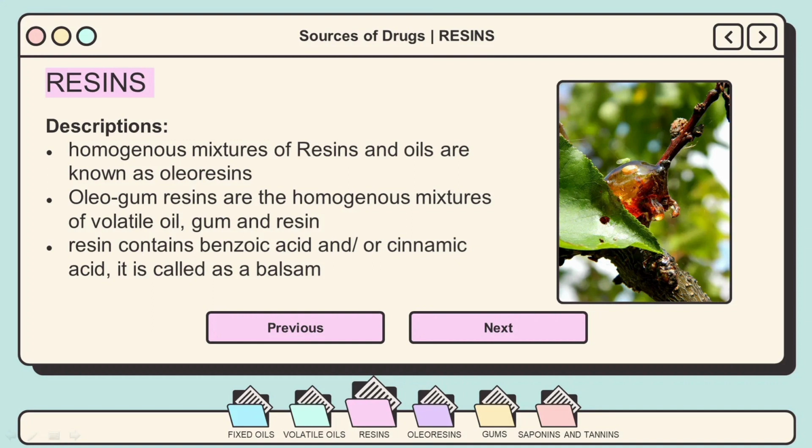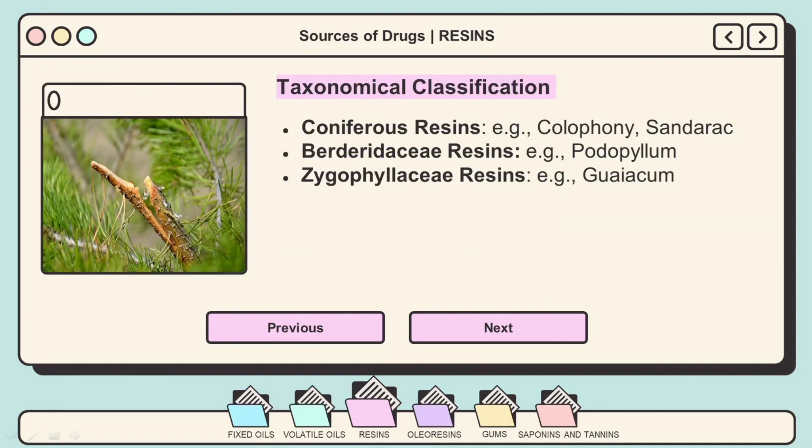Oleogum resins are the homogeneous mixtures of volatile oil, gum, and resin. If the resin contains benzoic acid and/or cinnamic acid, it is called a balsam. Resins are broadly classified under major categories.